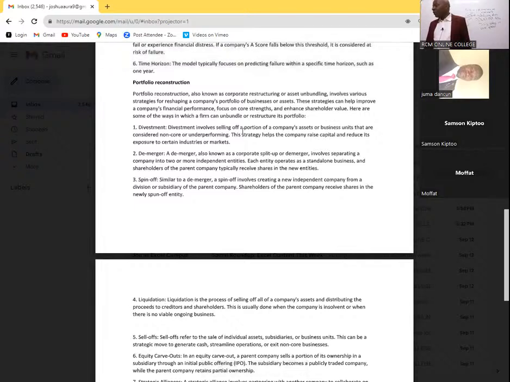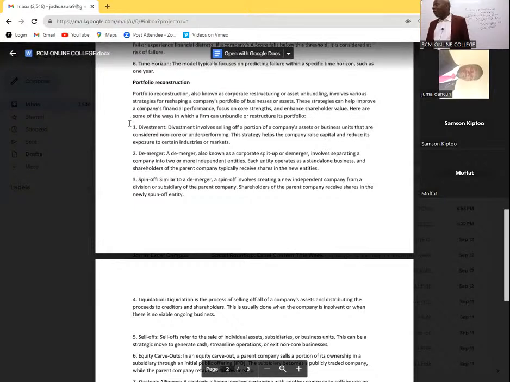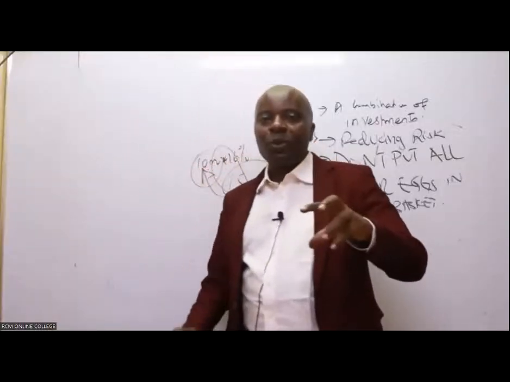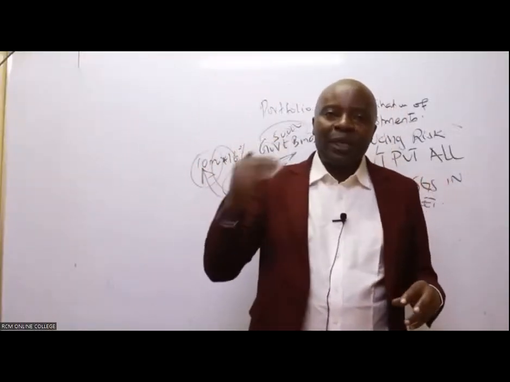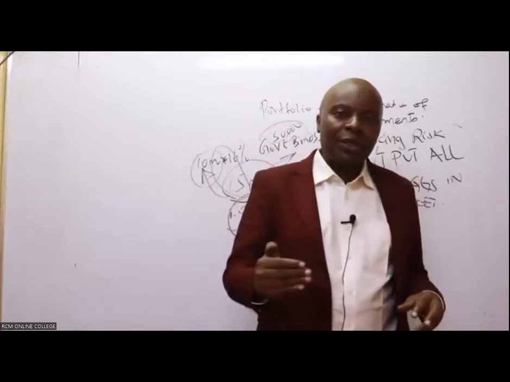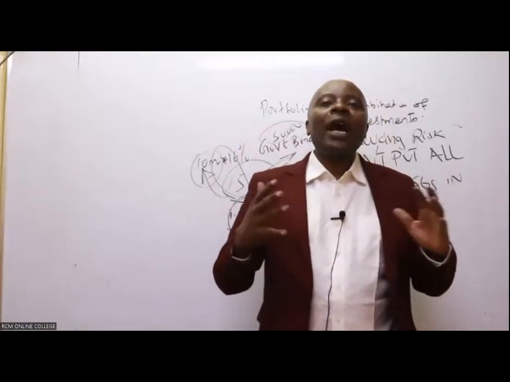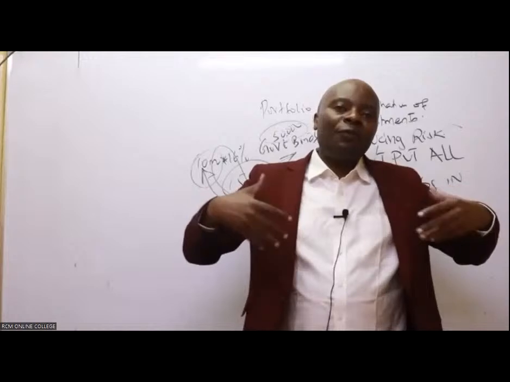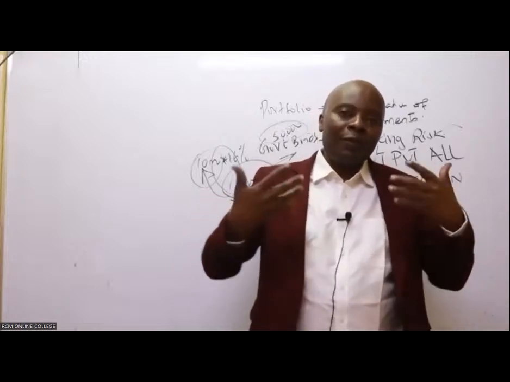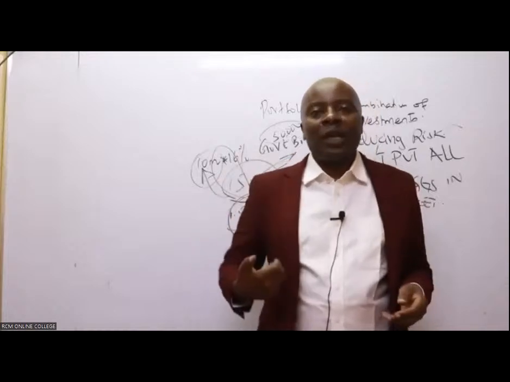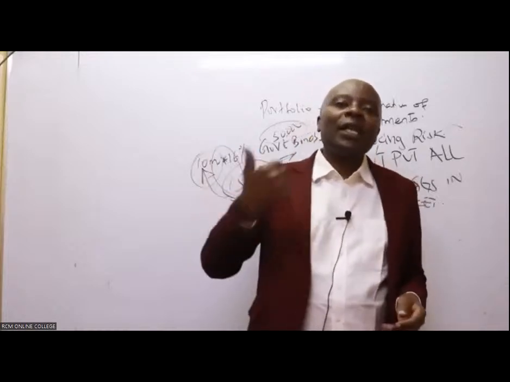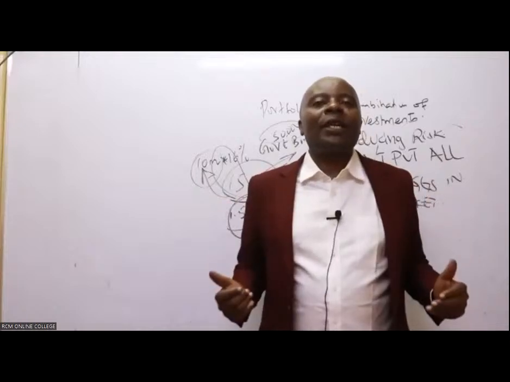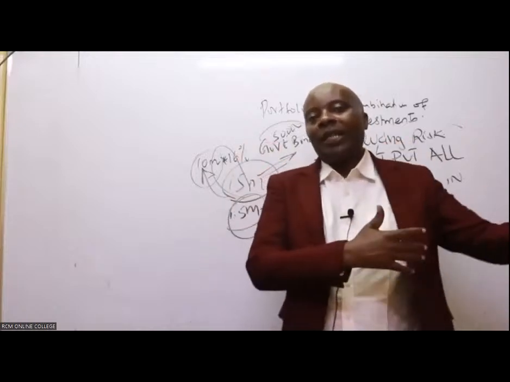Here are some of the ways in which a firm can unbundle or restructure its portfolio. The first one is to divest. Ladies and gentlemen, remember we have investing. When you invest, you're putting your money into projects, into your businesses. When you divest, now you harvest. You're basically getting your money out of your investment. So divestment is the opposite of investment. If I buy shares of Safaricom, I'm investing. If I sell the same shares, I'm divesting. I'm getting money out of Safaricom, which I can take elsewhere, of course.